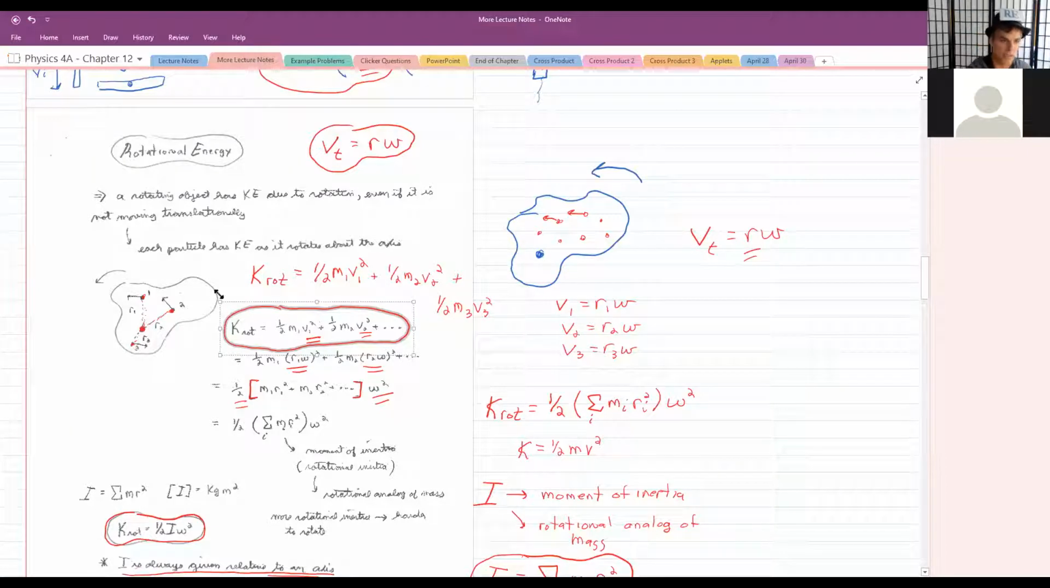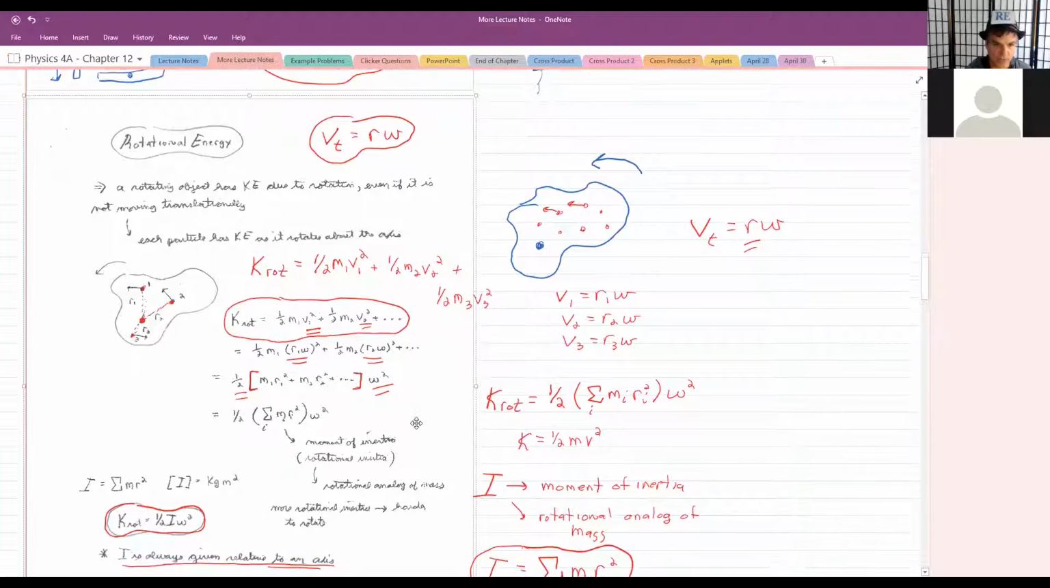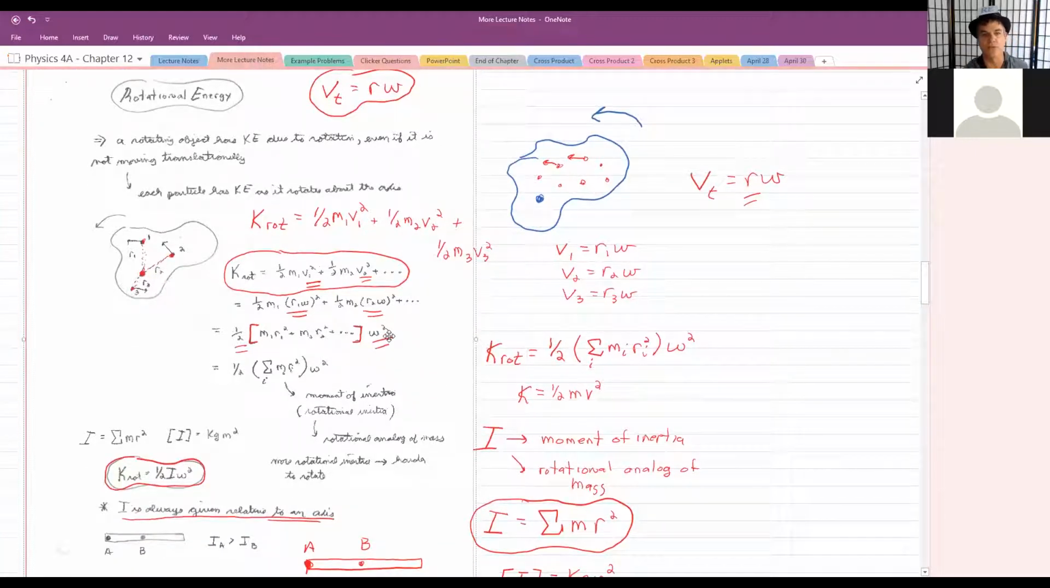So the speed of this one would be r1 times omega. The speed of 2 would be r2 times omega, and so on. If I then put that in, what I can end up doing is factoring out all of these omegas because they're all the same. So what I get is 1/2 times (m1 r1 squared plus m2 r2 squared), and so on.